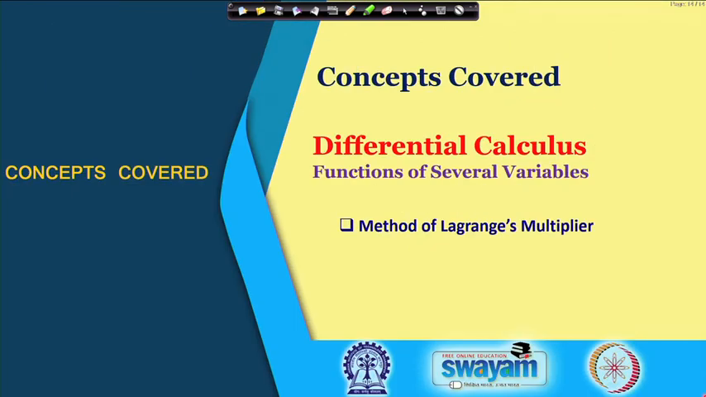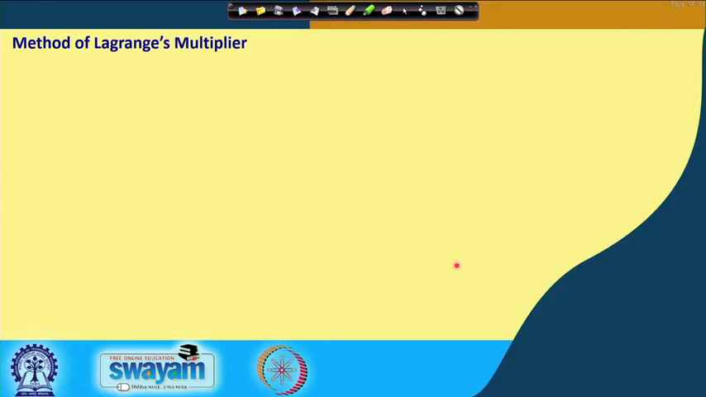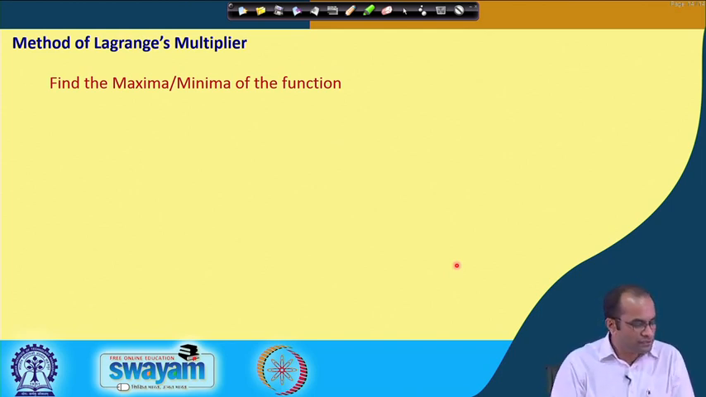In particular we will be talking about the method of Lagrange's multiplier, which is used to solve such problems where we have, along with the function, some constraints. So, what is the method of Lagrange multiplier? Let me just discuss the problem.